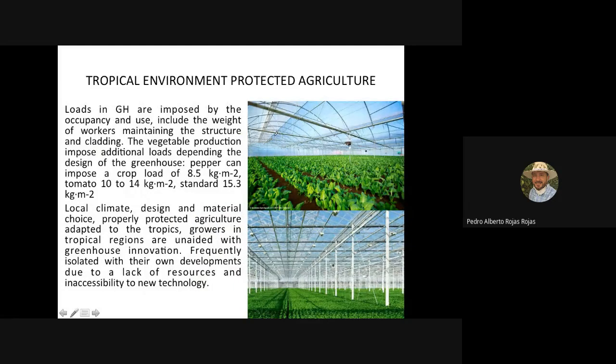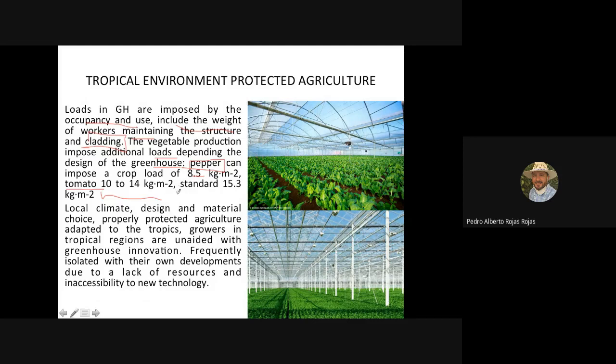Greenhouse loads are imposed by the occupancy and use, because they include the weight of the workers maintaining the structure and also the cladding material above the greenhouse. So the vegetable production imposes an additional load depending on the design of the greenhouse. For example, peppers or bell peppers can impose a crop load of 8.5 kilometers per meter. Tomato can impose a crop load of 10 to 14 kilometers per meter.